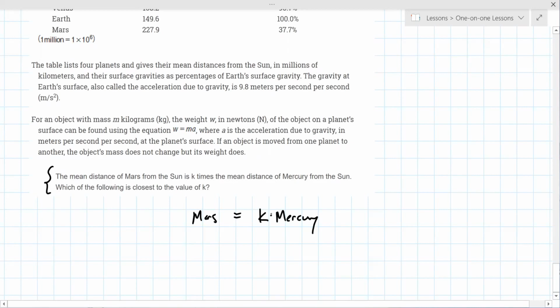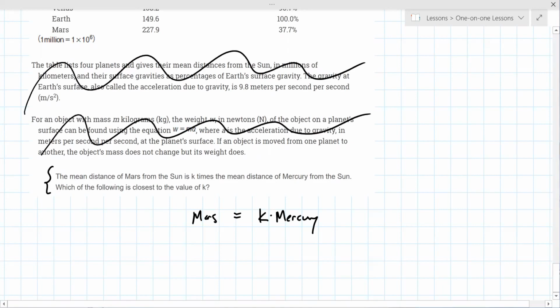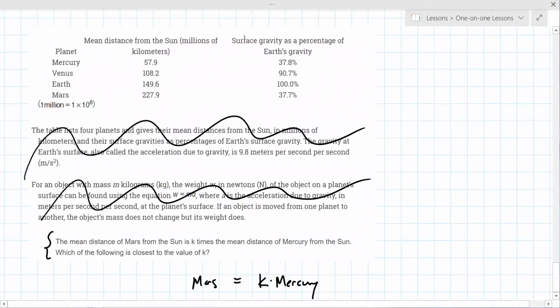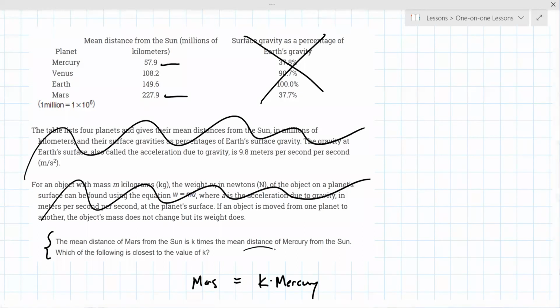Now, all of this is not relevant. All of this is not relevant. That's why you have to start here. Because if you're looking for Mars and Mercury, not important, important, important. But does the sun matter or something? Nope.